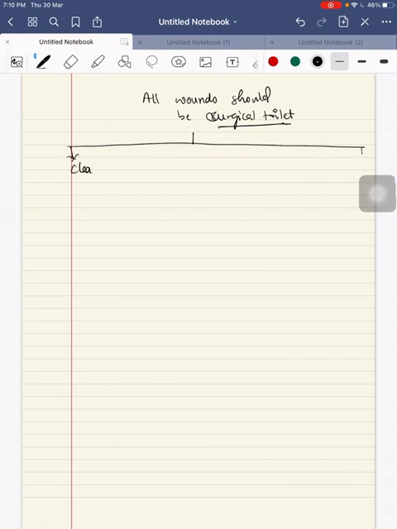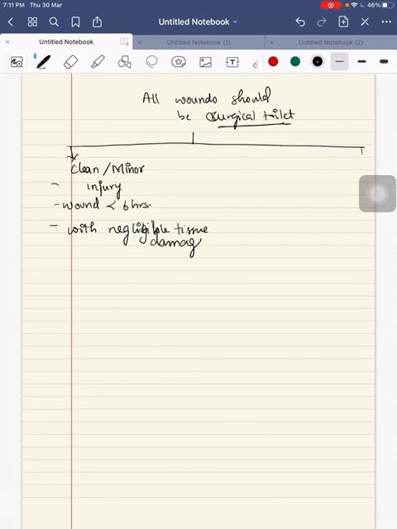Okay. Next, we classify the wound as a clean and minor wound, a wound less than 6 hours old with negligible tissue damage.